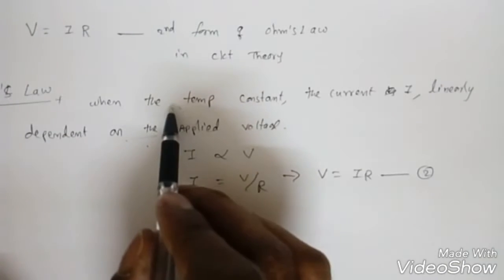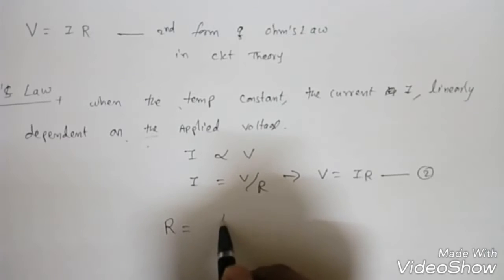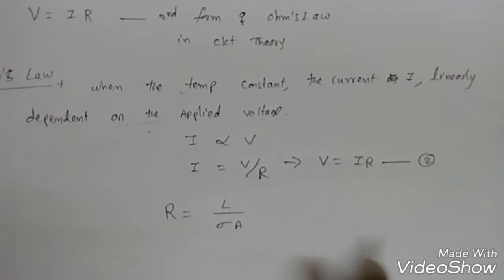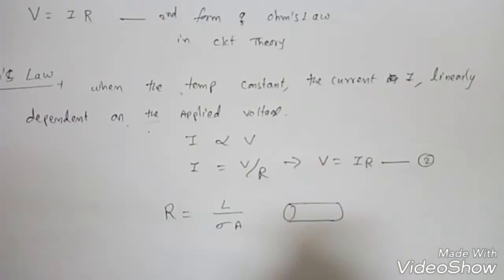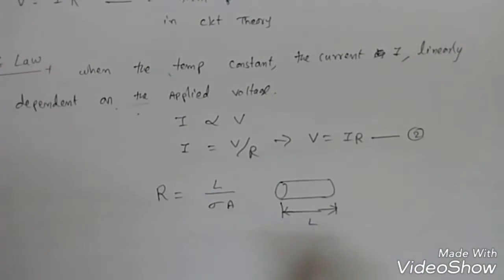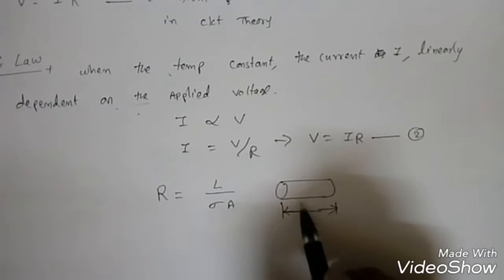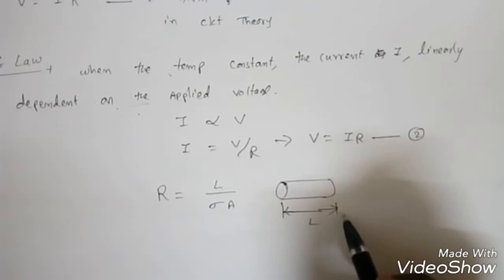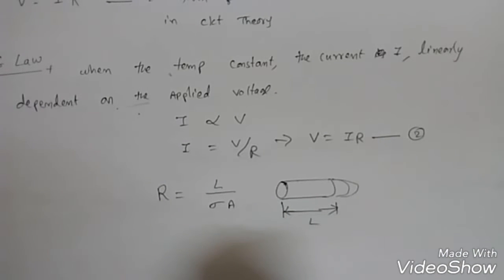Now why do we say the temperature is constant? That is, R is equal to L by sigma A, right? Suppose this is some conducting material, and it has a length L. Now if we vary the temperature, if I increase the temperature, this material will slightly expand. That is, the conducting material length will slightly increase.